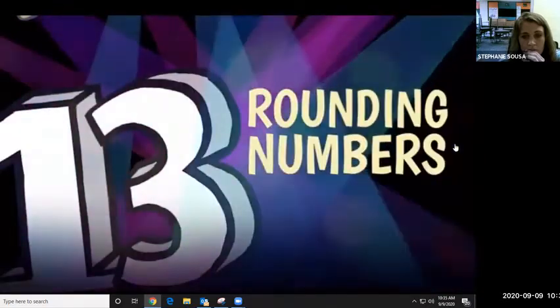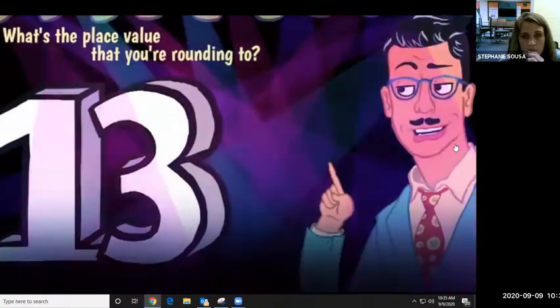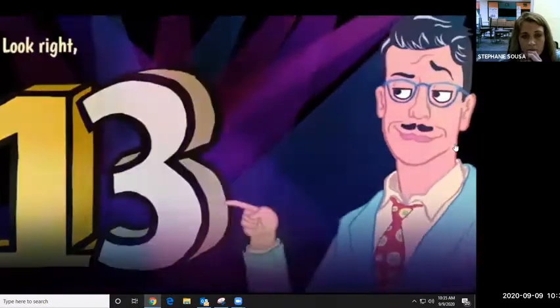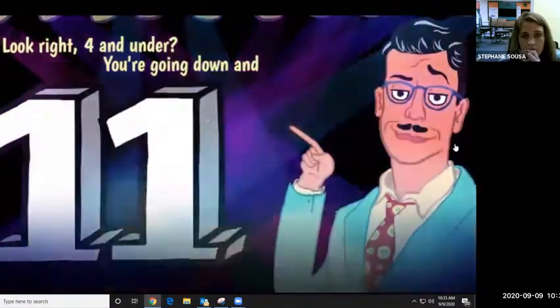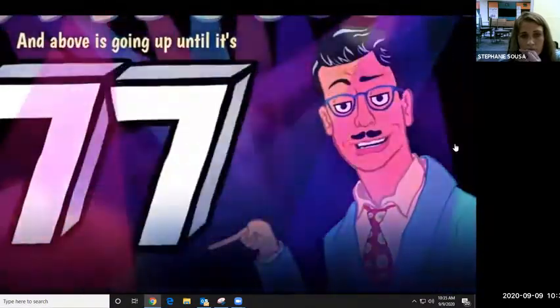Yep. Rounding numbers, you know how we do. What's the place value that you're rounding to? Look right, 4 and under, you're going down, and 5 and above is going up until it's rounded.